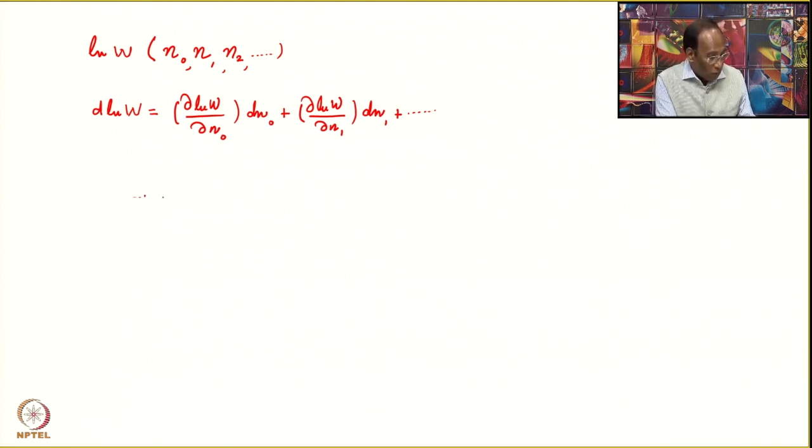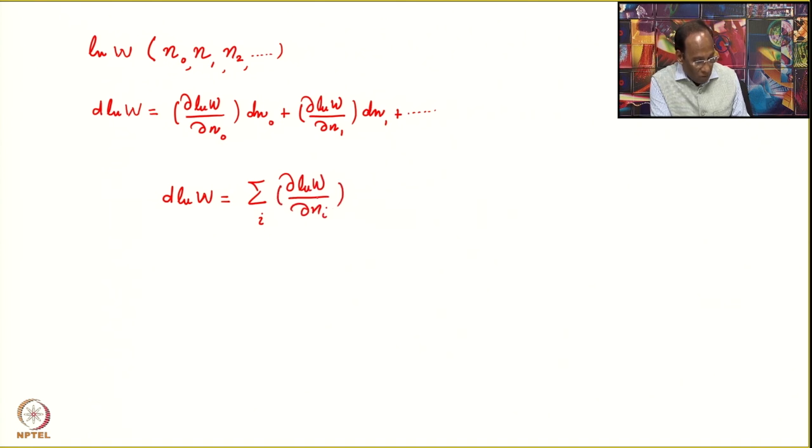So let us now write d log W equal to, I will write summation over i of del log W by del Ni into dNi. All these various parts of the total sum I have summarized into summation over i of del log W by del Ni into dNi. The purpose is to set this d log W equal to 0. We will set this equal to 0. Now suppose that if we set it equal to 0, does that mean that either this del log W by del Ni equal to 0 or dNi equal to 0? Can we set like that?